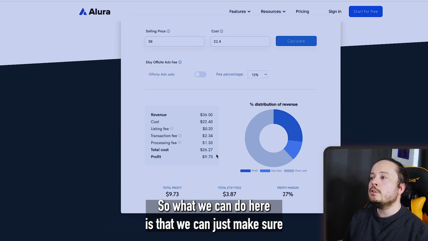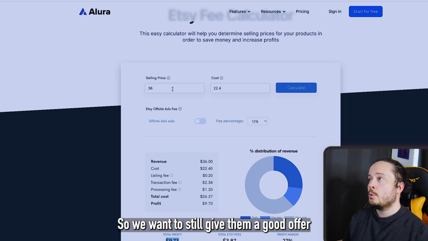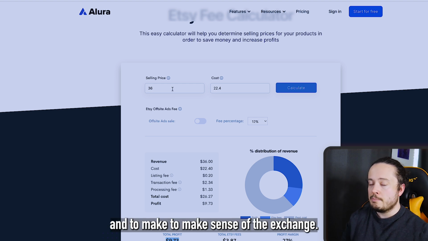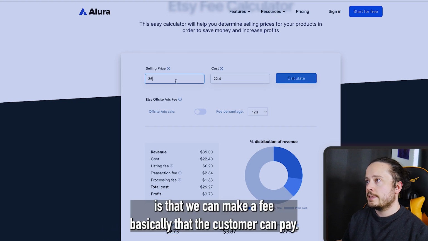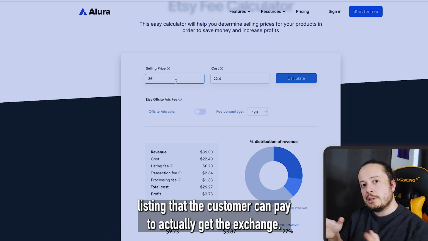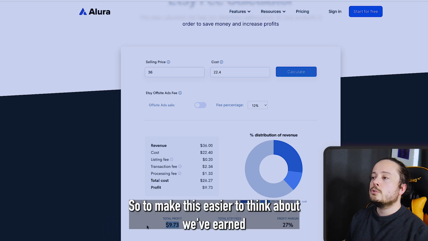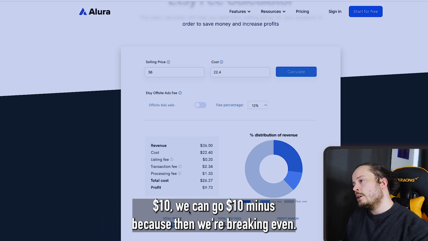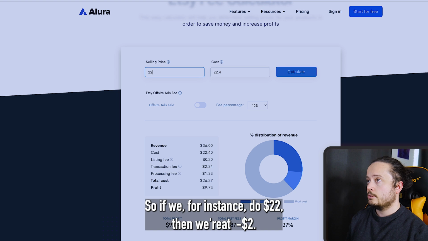So what we can do here is that we can just make sure that we go minus $10 at most. We still want to give them a good offer to make sense of the exchange. So what we can do here is make a fee that the customer can pay. So it's a separate listing that the customer can pay to actually get the exchange. To make this easy to think about, we've earned $10, so we can go $10 minus, because then we're breaking even. So if we, for instance, do $22, then we're $2.